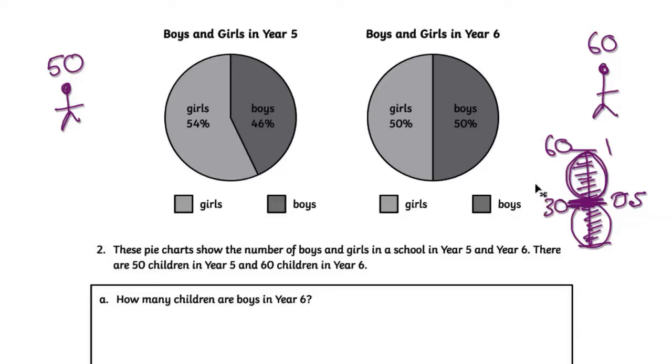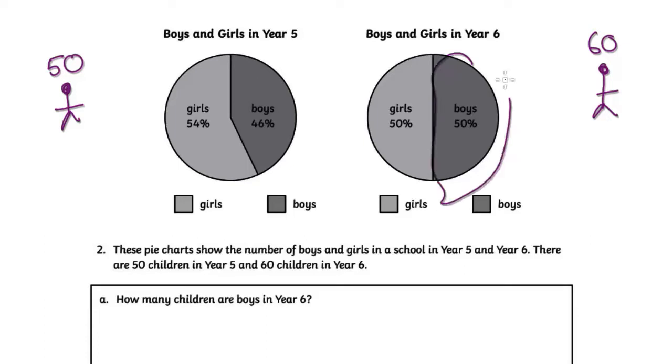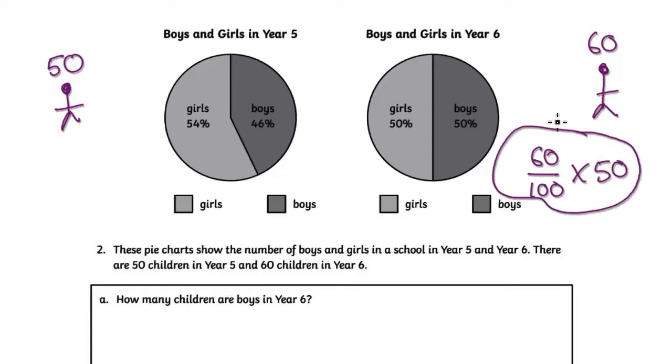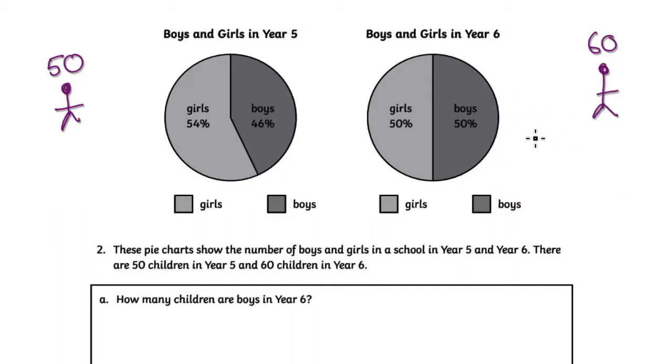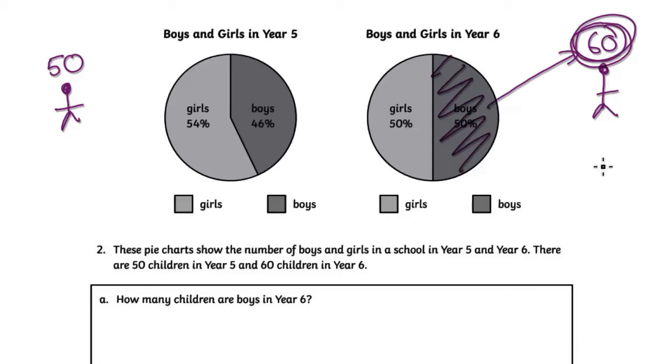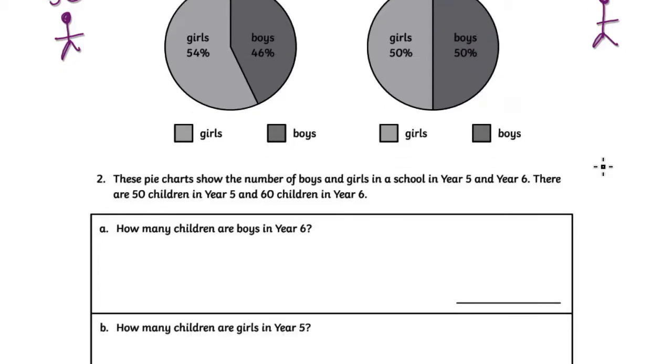So to answer this question, you can just glance at this and tell it's going to be 30, because this is half of the population. But remember, our traditional method will always work. It would be 60 cut up into 100 equal pieces, and then you get 50 pieces. It's just that this number here is difficult to work out. In which case, glance at this problem and you can see that half of the population of 60 would be 30. So the answer here would be 30 boys in year 6.